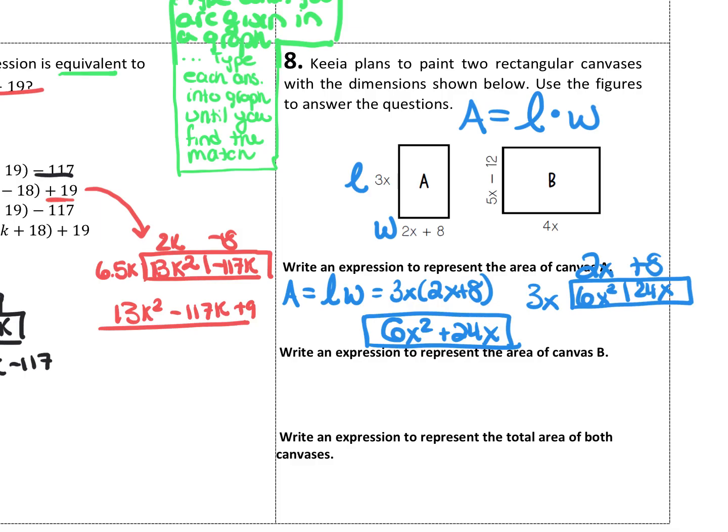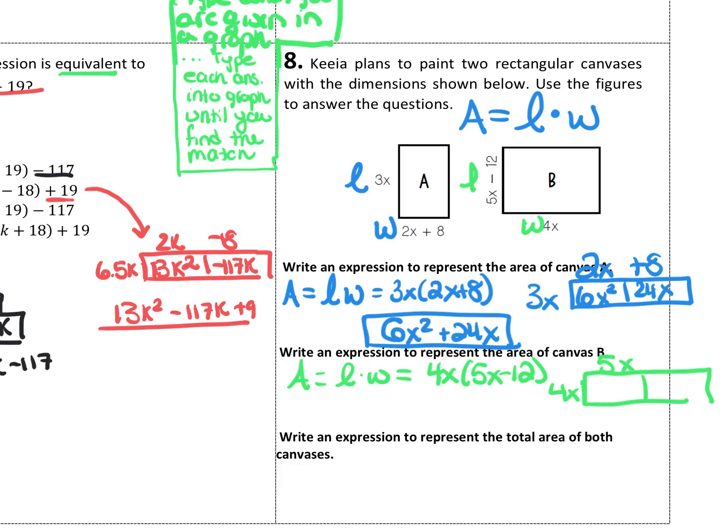For canvas B, I'm going to let this one be my length, and this one be my width. So area equals length times width equals my 4x times my 5x minus 12. So if I draw my box, my 4x is going to go out front, 5x minus 12 up top. 4 times 5 makes a 20, and x times x is called x squared. Negative 12 times 4 is negative 48, and then x. So I have 20x squared minus 48x as my answer to part B.